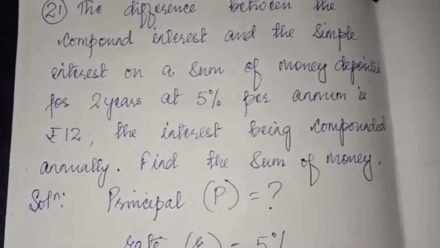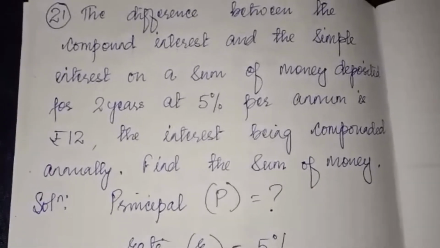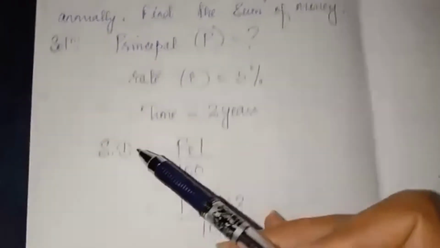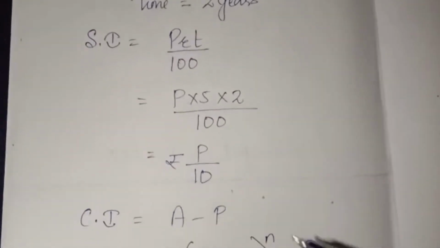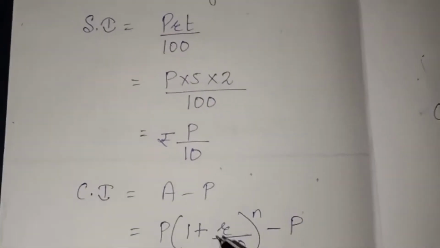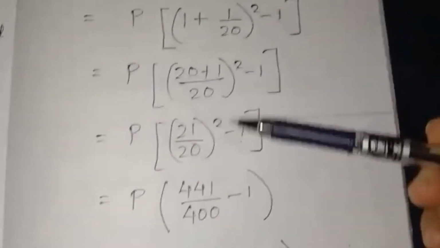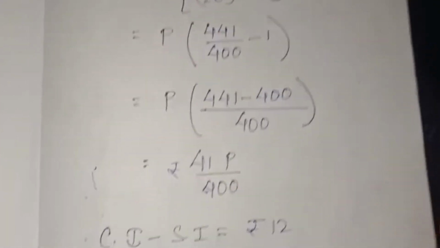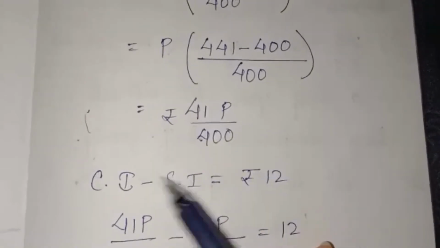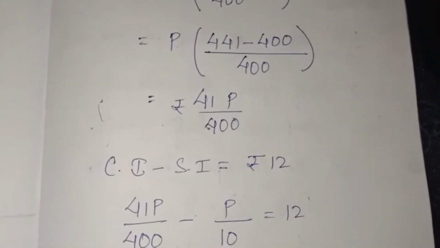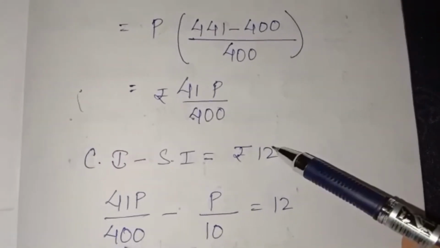And always keep in mind that compound interest is always more than simple interest. So here first the principal is unknown, rate is 5%, time 2 years. First you find simple interest where P will be unknown. Then you find compound interest, the formula is amount minus principal, use the formula of amount. After that you'll get this line, simplification you can do. Then this is your compound interest, and according to the question, the difference between the simple interest and compound interest is rupees 12.